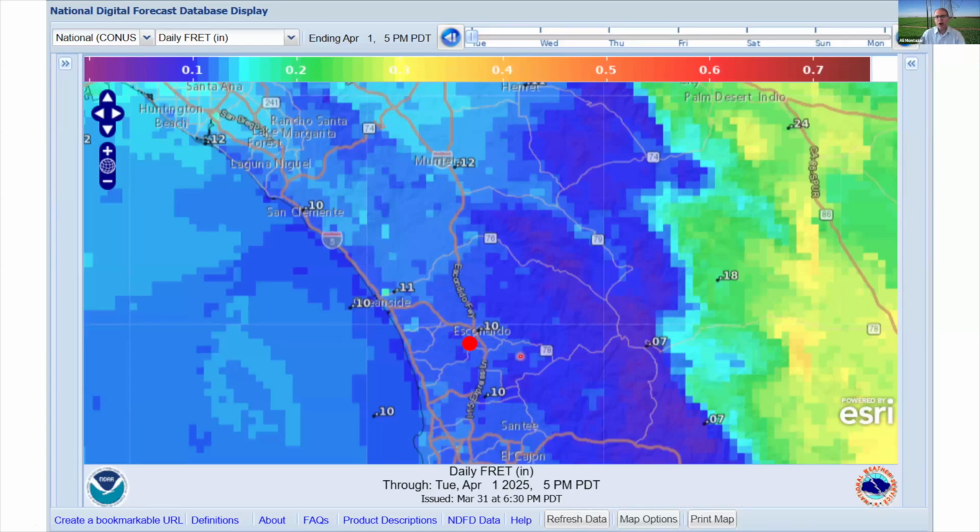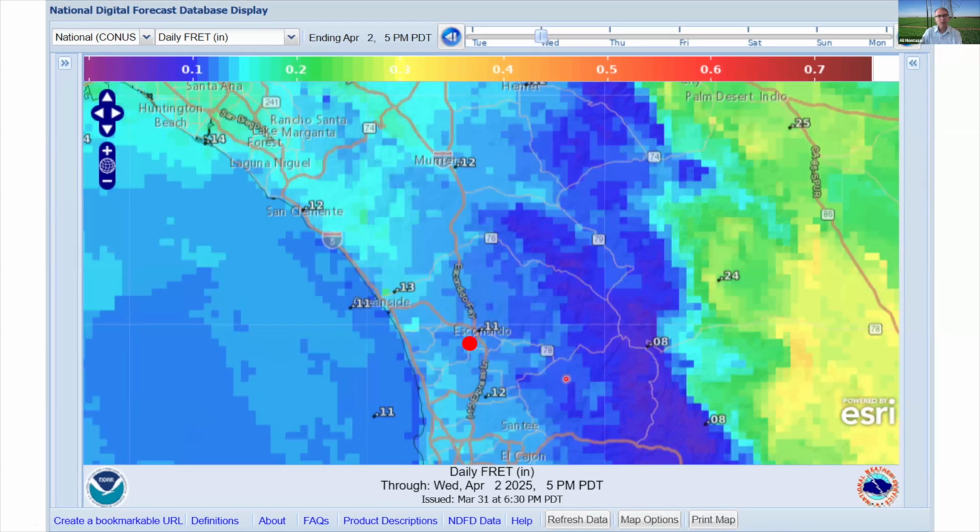The change of color shows the change of evapotranspiration from blue to yellow. So your evapotranspiration might change from 0.1 to 0.3. Let's see what happened in just 1 week. April 1, we have about 0.1 inch a day in this location. April 2nd, a little bit higher ETO.